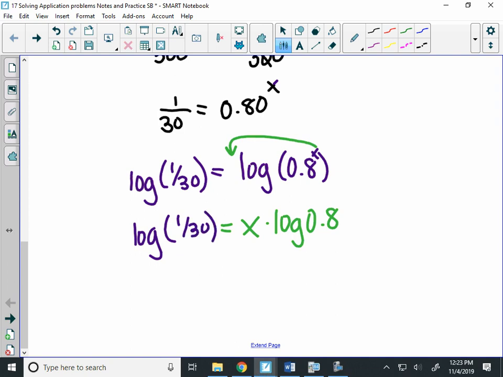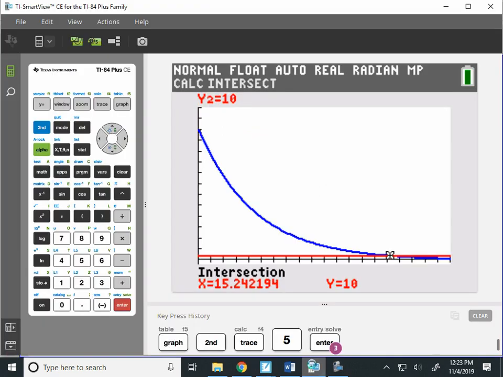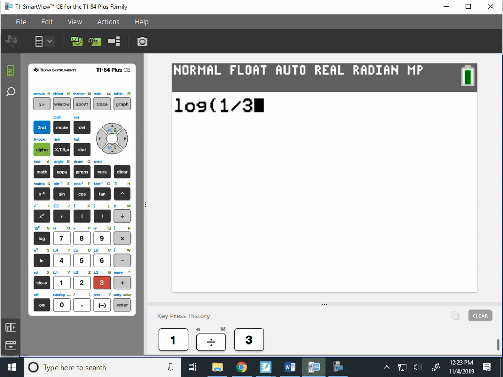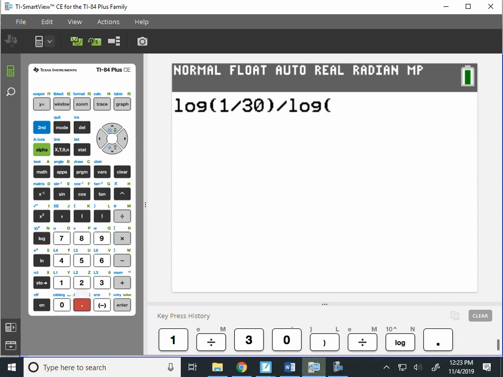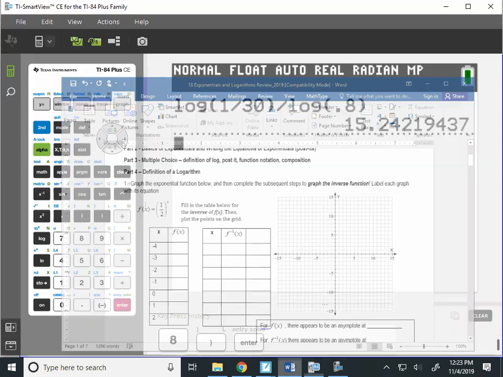And the only thing left to do is what? Divide by the log of 0.8. Now remember, when you type this into your calculator, you want to close all your parentheses. So you have log of 1 over 30, close your parentheses, divided by log of 0.8. And what do you notice about that number you got? It's the same as what the calculator gave you, right? So 15.242 hours. That's not what I wanted. I wanted this.